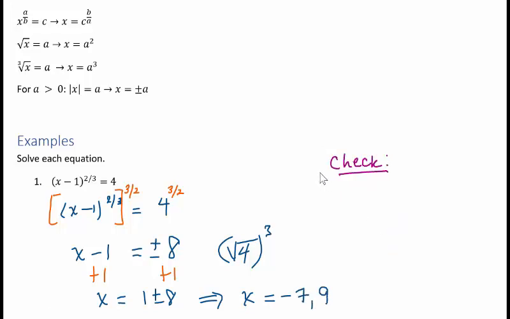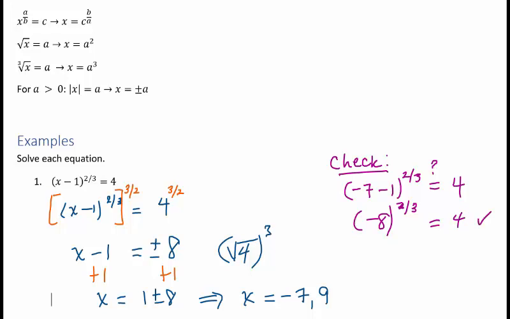And we want to verify that our answers are correct. So let's go back to the original equation. Let's take one of these solutions at a time. So negative 7 minus 1, we're going to raise that to the 2/3 and see if this produces a 4. Okay, so negative 7 minus 1 is negative 8. Negative 8 to the 2/3. Well, that's the cube root of negative 8, which is negative 2. And negative 2 squared is definitely equal to 4. So negative 7 is a solution.